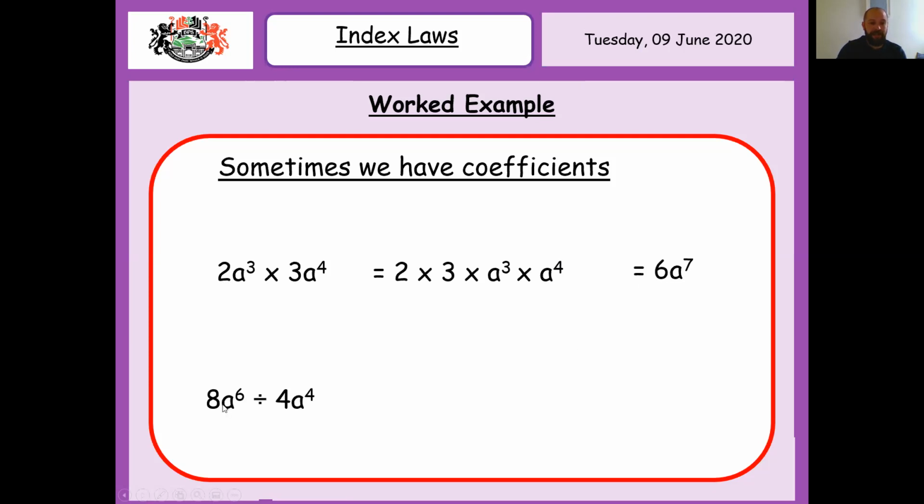Down here, we're dividing. So we're just going to do what it tells us. We've got to deal with the coefficients. 8 divided by 4 gives us 2. And then we're going to subtract the powers. So we're going to have to do 6 minus 4. So 8 divided by 4, and we've got to do 6 minus 4 over here. And our base value will be a. So we'll end up with 2a to the power of 2, or 2a squared.